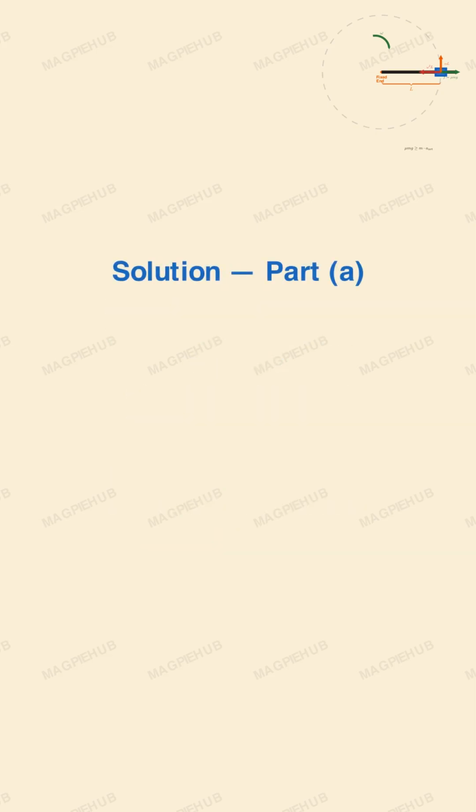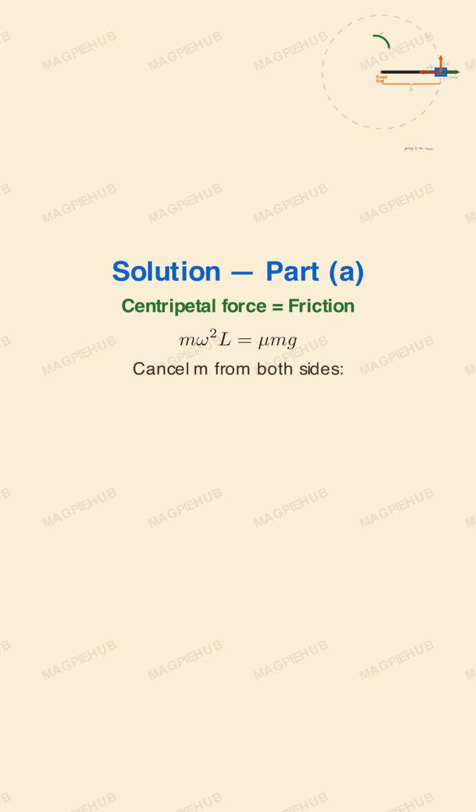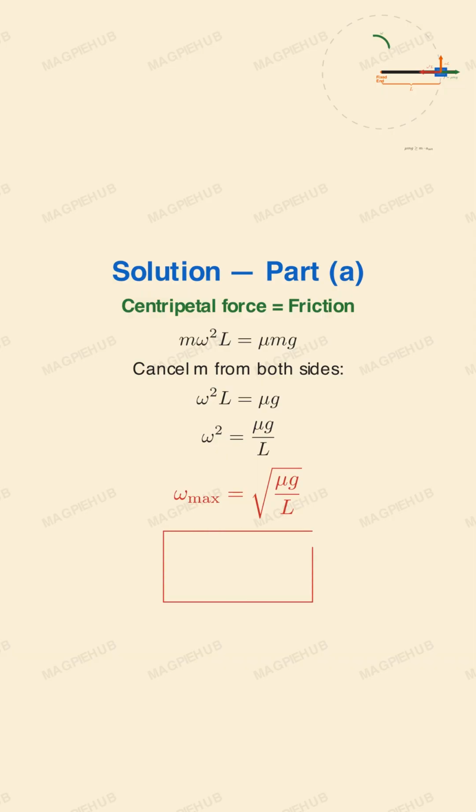Part A, for uniform circular motion, the centripetal force equals friction. So m omega squared L equals mu mg, cancelling m from both sides, omega squared L equals mu g. Therefore, omega squared equals mu g over L, taking the square root, omega max equals the square root of mu g over L. Part B, now the ruler has angular acceleration alpha.